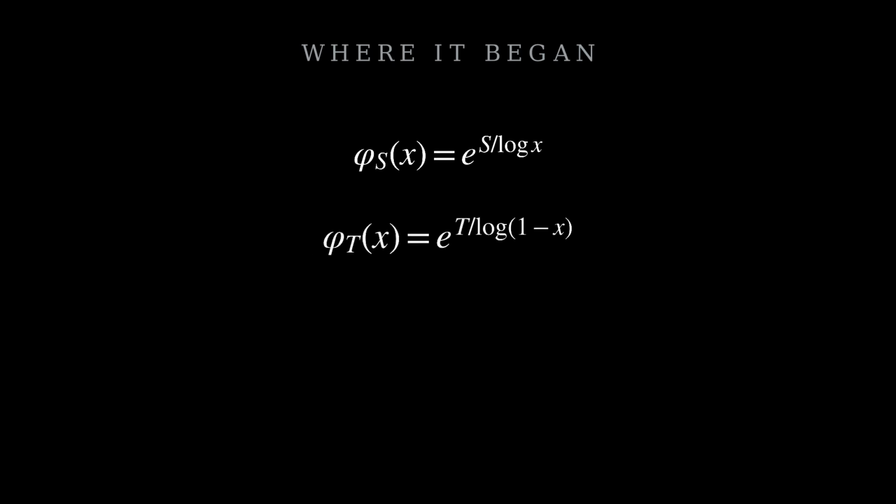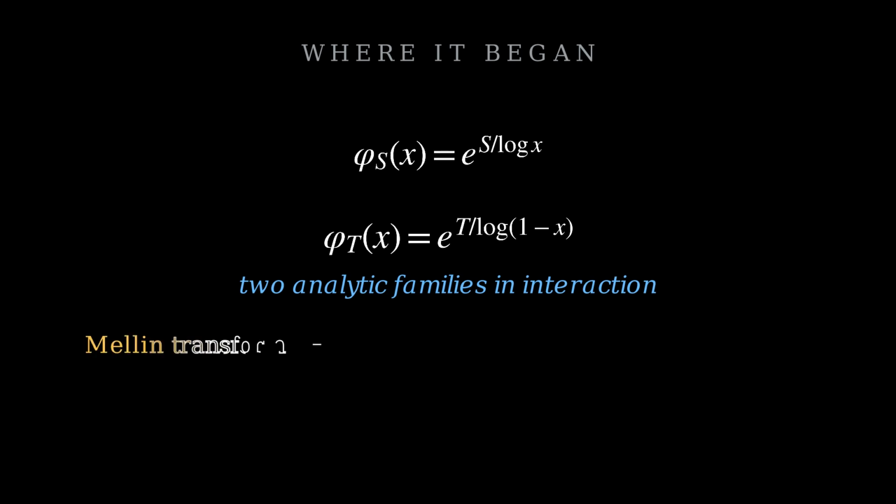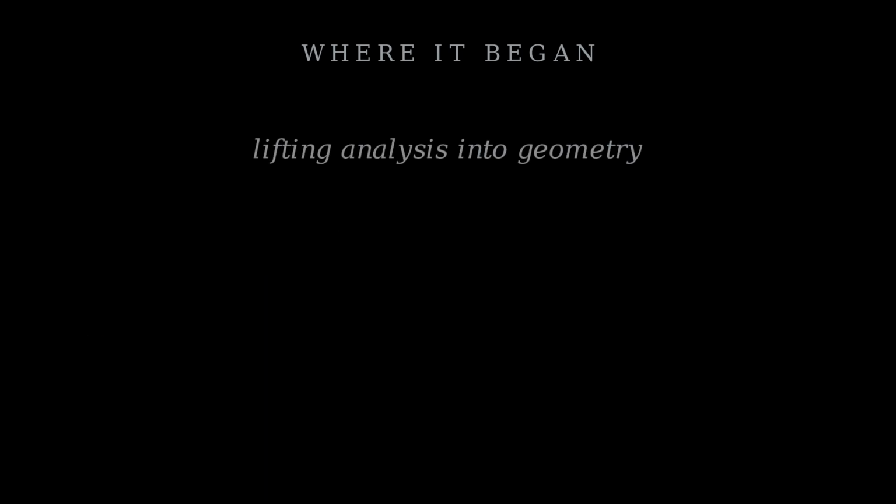The project did not start here. Earlier versions began with two analytic generators, phi_s of x equal to e raised to s over log x, and phi_t of x equal to e raised to t over log of 1 minus x. Zeta space was first imagined as the interaction of these two analytic families, exponential kernels whose Mellin transforms produce Bessel functions, and hence a natural spectral world related to zeta functions. The next step lifted these analytic leaves into geometry, an F completion, built from foliations whose leaves accumulate at pairs of boundary vertices of a block.